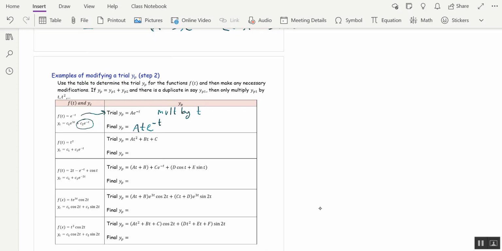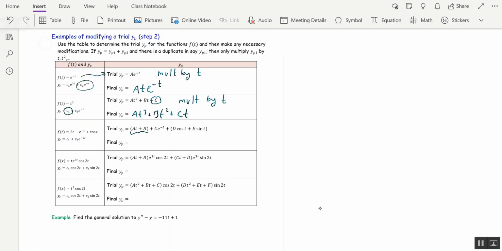Okay, next one. Got a quadratic polynomial, and so I'm looking for repeats. Do I see one? Yes, there's a constant here and there's a constant here. So again, I need to multiply the whole yp by t to get at cubed plus bt squared plus ct.